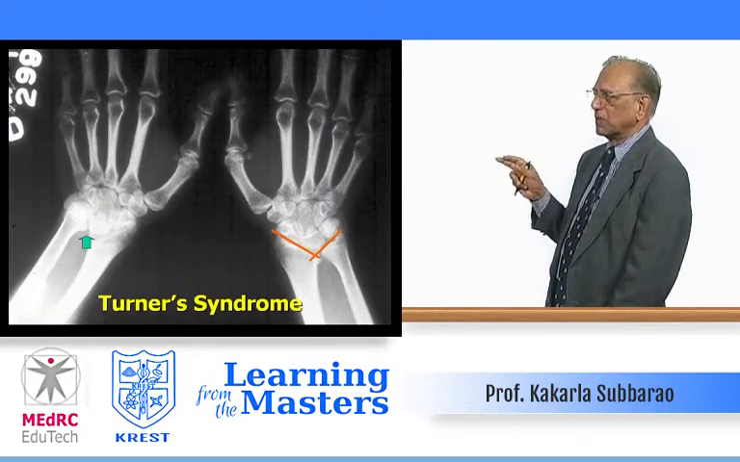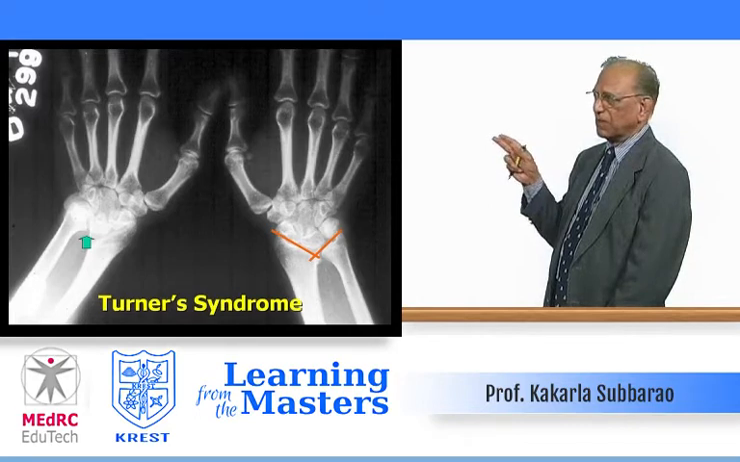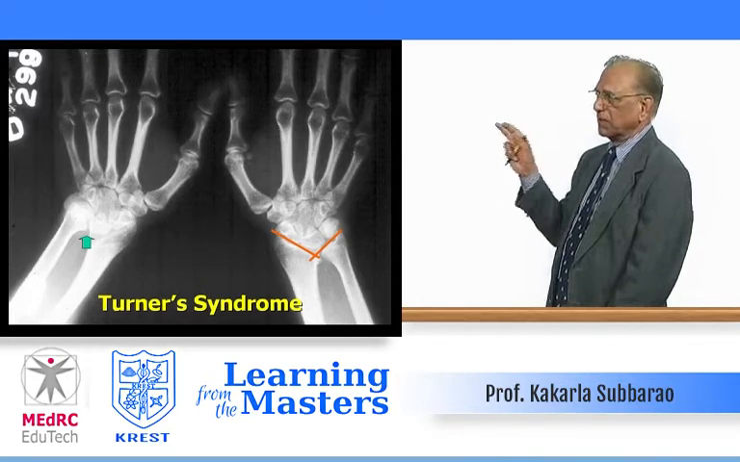Again, Turner syndrome, look at the acute angle at the wrist, radiocarpal angle. Normally, it should be an obtuse angle. Here, it's an acute angle.